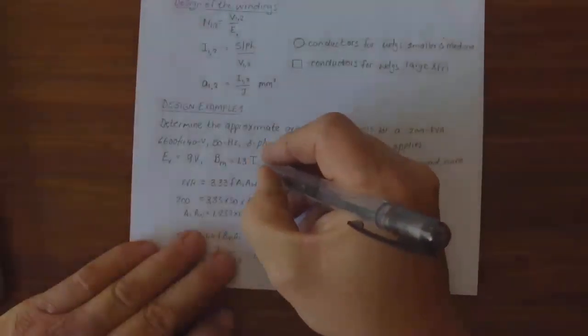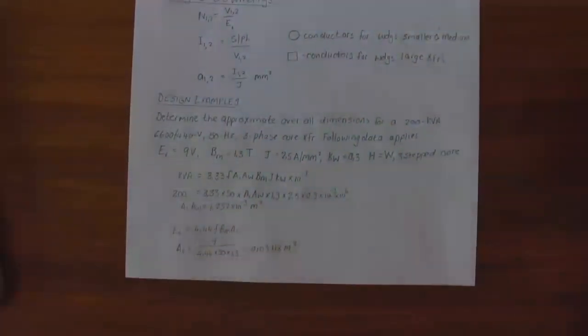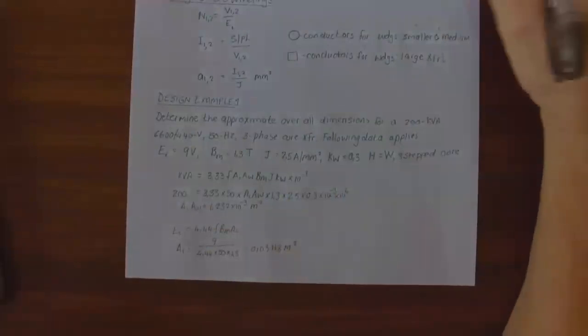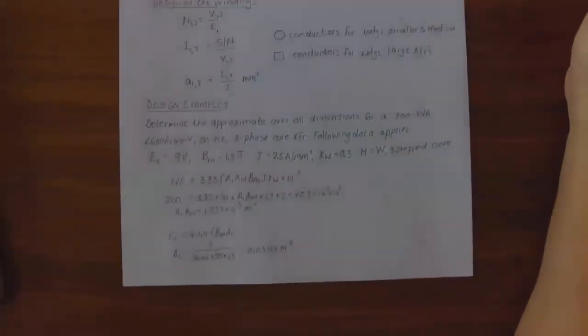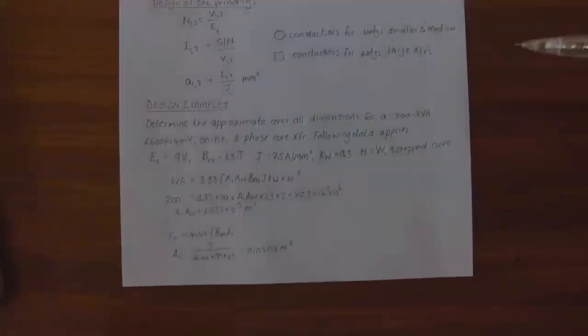Kw is 0.3, and the height is equal to the width of the transformer, and it's a 3-step core. So S is 3.33 because it's a 3-phase core, f times Ai times Aw B max J Kw times 10 to the minus 3. Now, if we substitute that into our equation, we get that Ai times Aw is 1.232 times 10 to the minus 3 square meters.